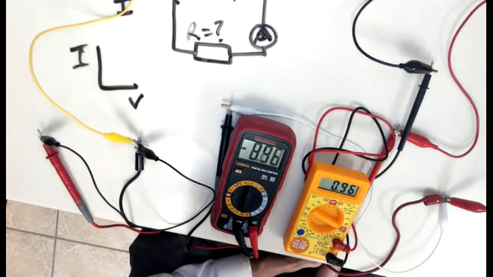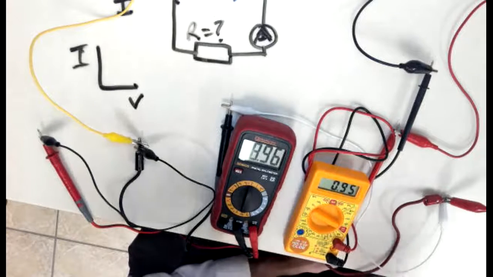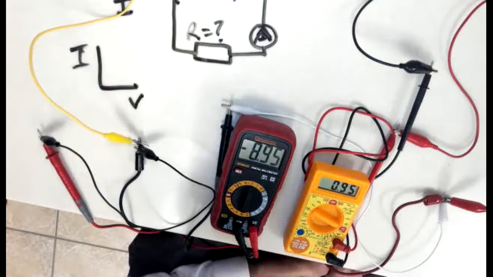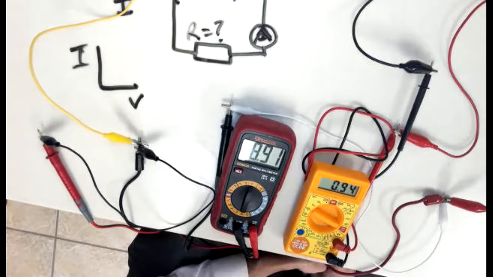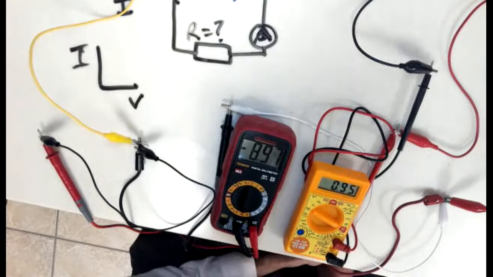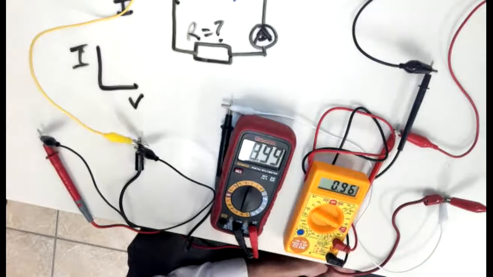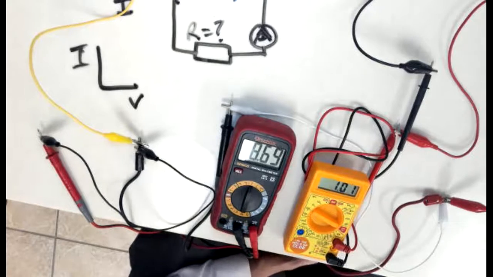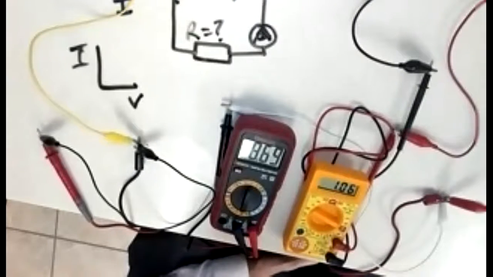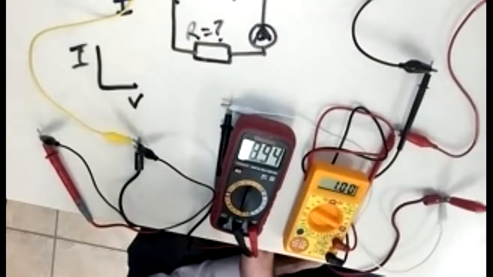9 volts. I've almost got 1 amp. I got 0.95 amps, 950 milliamps, 940, 950 milliamps, somewhere in there. So at 9 volts, I'm almost at 1 amp. Okay. Well, I think I saw 1 there.